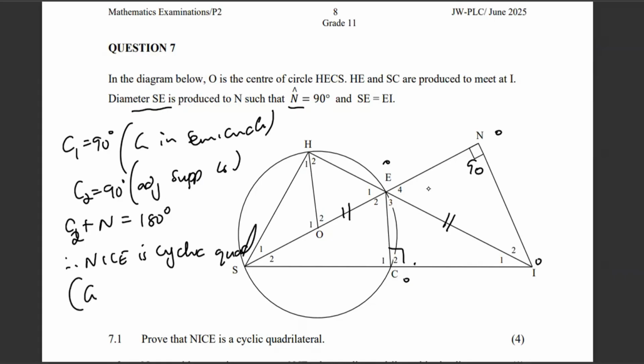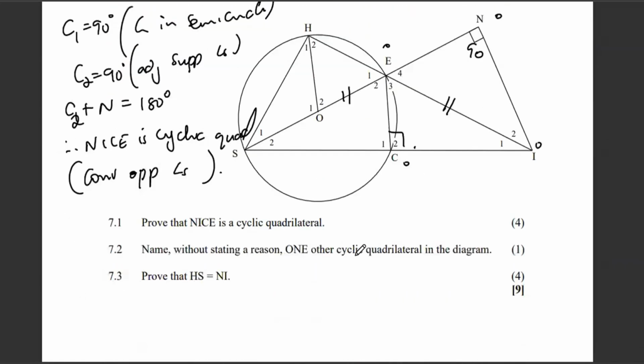The reason is going to be the converse of the opposite angles. Name, without stating a reason, one other cyclic quadrilateral. You already know this one, SHEC. Okay, that's another cyclic quad. The other one is SHNI. That's also another cyclic quadrilateral.